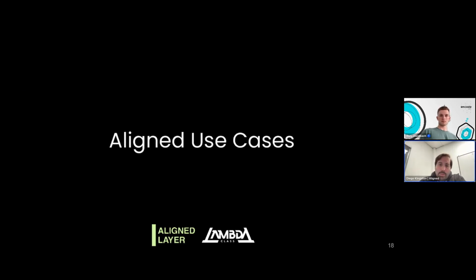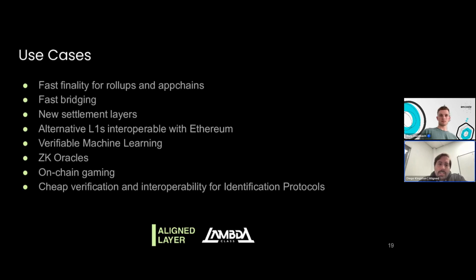So, some use cases. We have fast finality for rollups and app chains. We also offer fast bridging. You can also use Aligned to build new settlement layers. You can also have alternative L1s interoperable with Ethereum. That is the case, for example, between Mina and Ethereum.